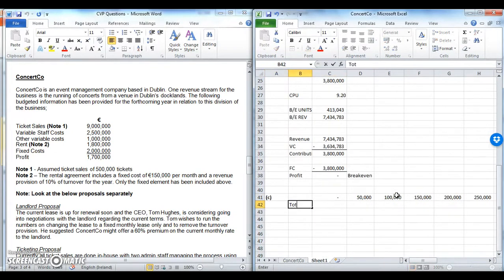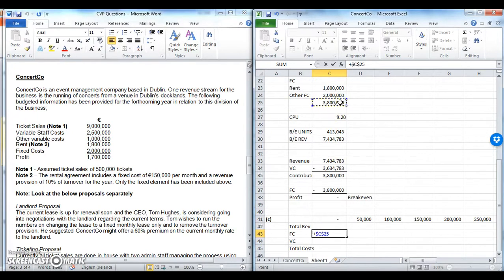We'll do here total rev. We'll do here fixed costs, variable costs, and then total costs. So that's what you need to do for each one. You know, at any level of activity, the fixed cost is going to stay the same. It's always going to be 3.8 million. So you can absolute reference that for anyone who follows in Excel, and you can just drag it across.